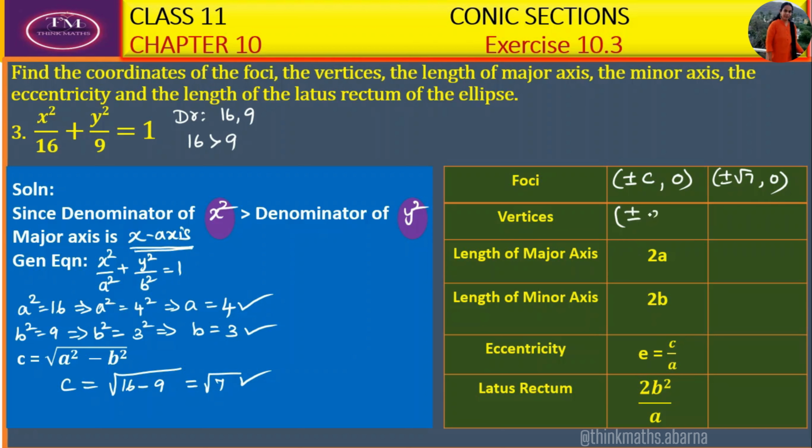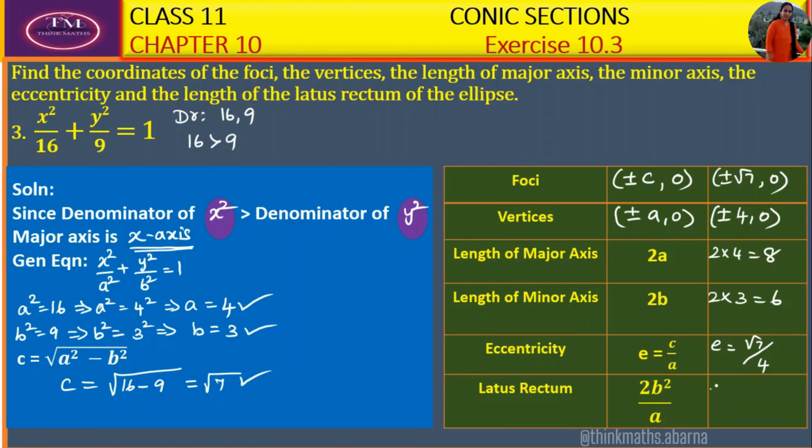The same way, vertices will be on x-axis. So plus or minus a, comma 0. So it is plus or minus, what is a? a is 4, comma 0. And major axis length is 2a, so it is 2 into 4 equal to 8, and minor axis is 2 into b, b is 3, so 2 into 3 is 6. Eccentricity is c by a. What is c? c is root 7 and a is 4, so root 7 by 4.